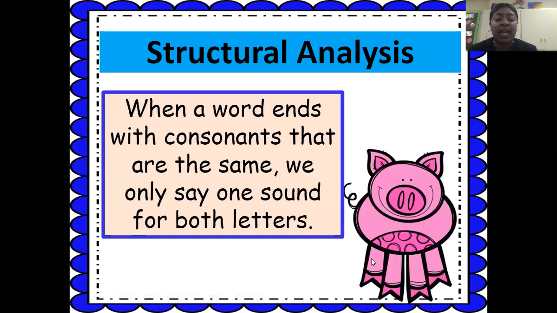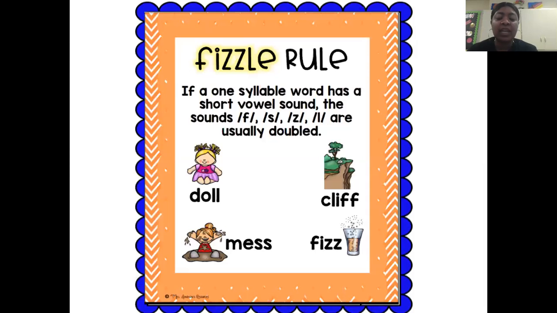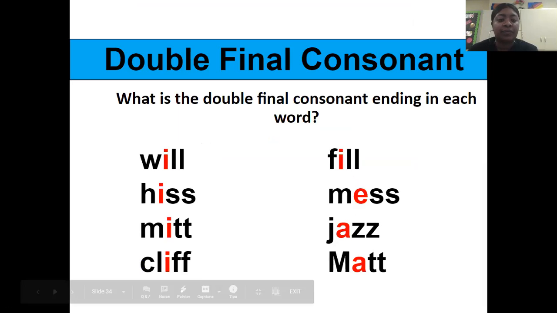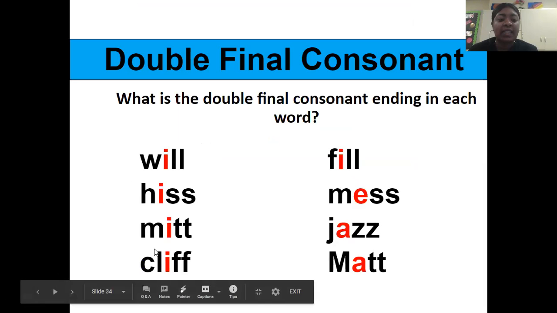Let's look at our structural analysis. When a word ends with consonants that are the same, we only say one sound for both letters. It is the fizzle rule. If a one-syllable word has a short vowel sound, the sounds f, z, and l are usually doubled. All right, what is the double final consonant ending in each word? Let's do this side, and you can do this side on your own.